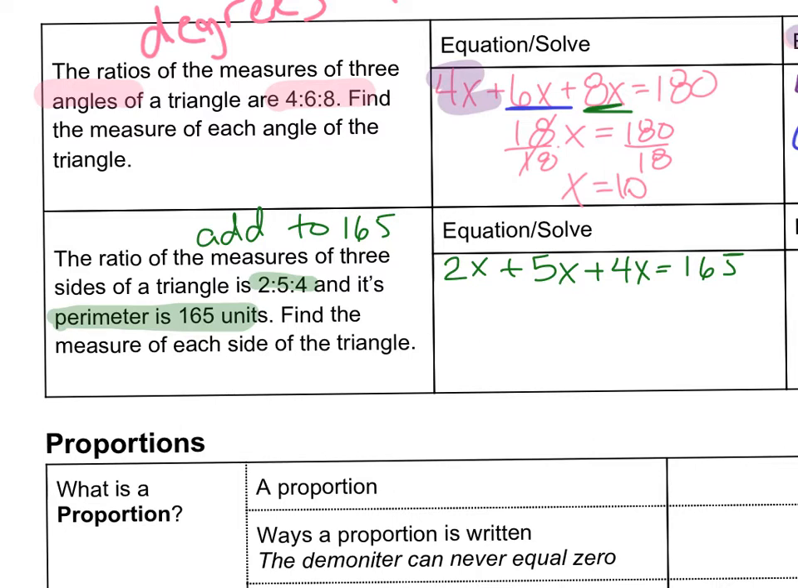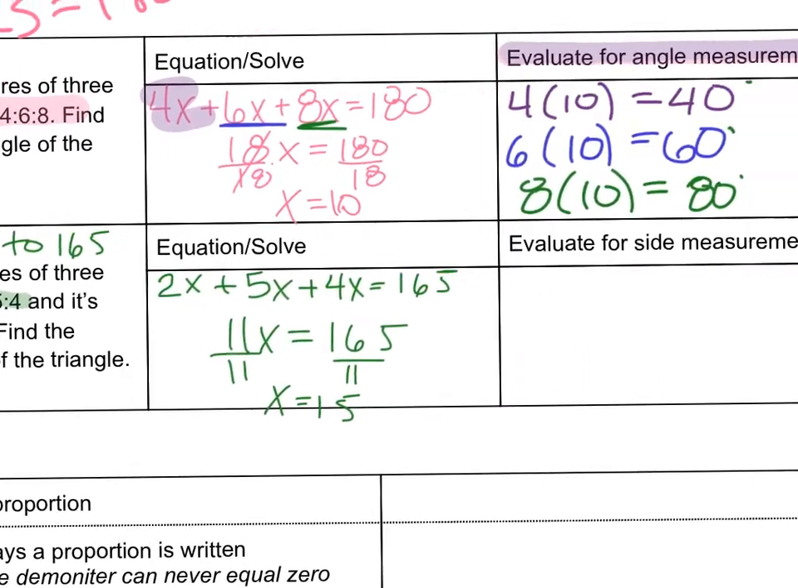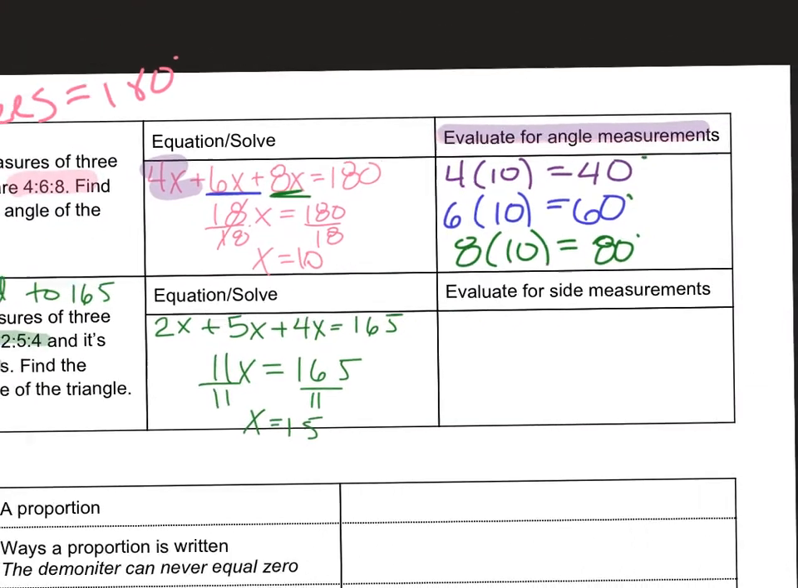And so when we add our 5 and 2 together, that is 7, and 7 plus our 4x is going to go ahead and come out to 11x. So we're looking at 11x is equal to 165. And same thing, we want to divide both sides by 11, and that leaves us with an x value of 15. And so now we can go ahead and evaluate for those missing side measures.